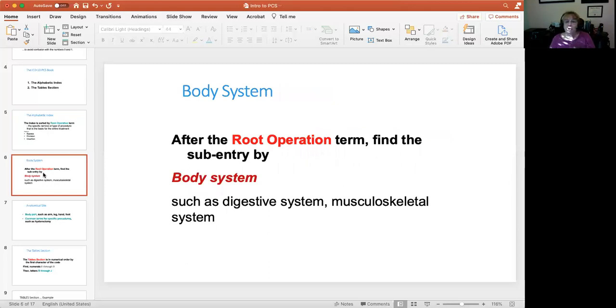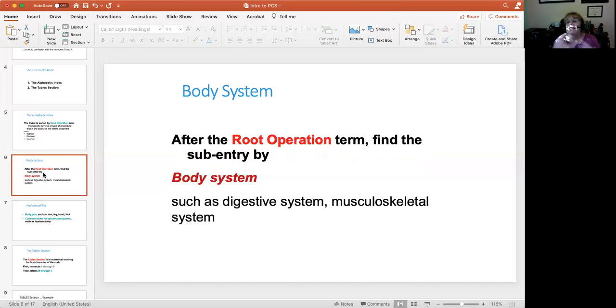All right, so root operation term. After the root operation term, and we're still in the index, you're going to find the body system that was involved in the procedure. So if we go back to our heart bypass that we talked about, what body system would that be? Cardiovascular. Good. And what about the gastrectomy? What body system is that? Digestive. Good.